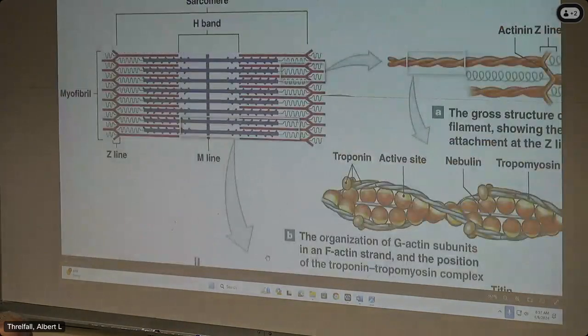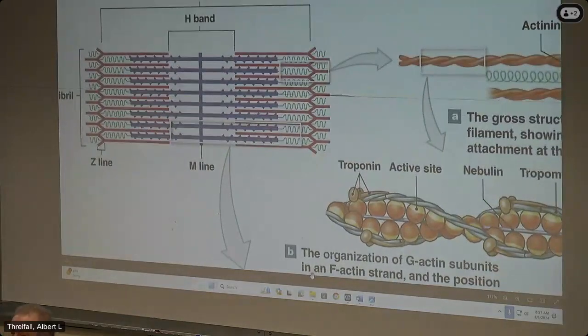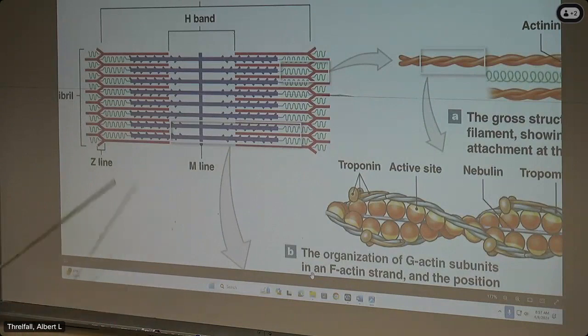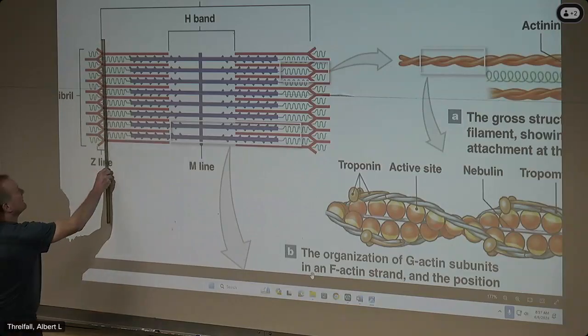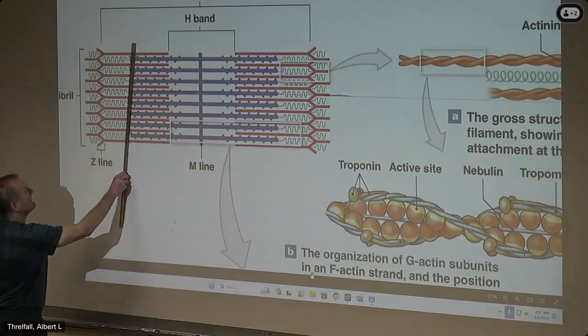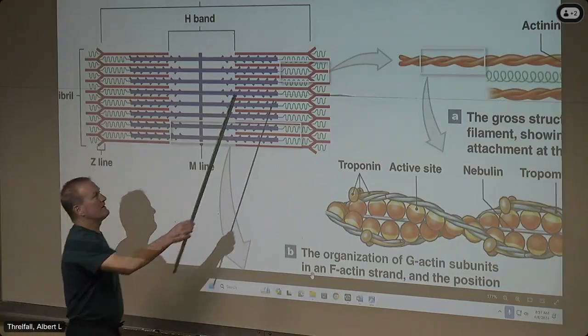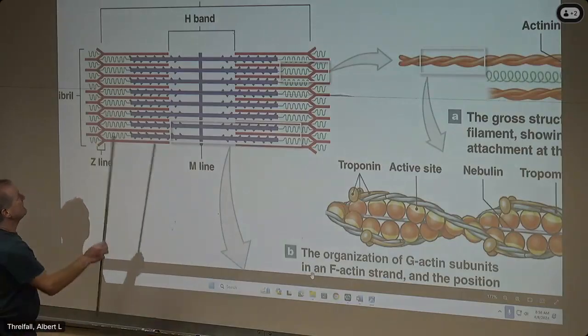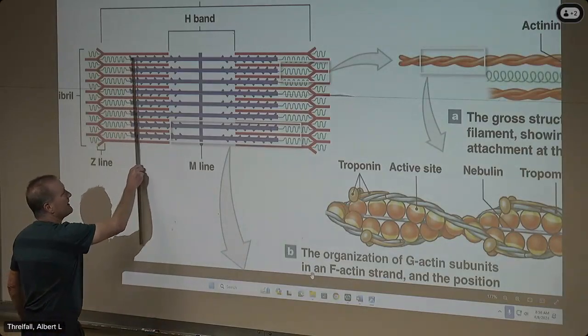So let's start up here and get our bearings. So we've got a sarcomere from Z to Z. The red are actin. The blue are myosin. So we have this area on the end that's just actin. What band or zone is that? I. Then we have the area that goes from one end of myosin to the other.